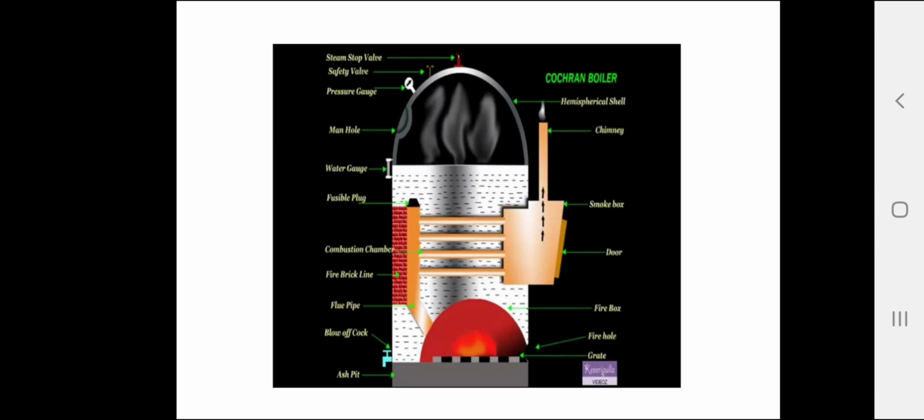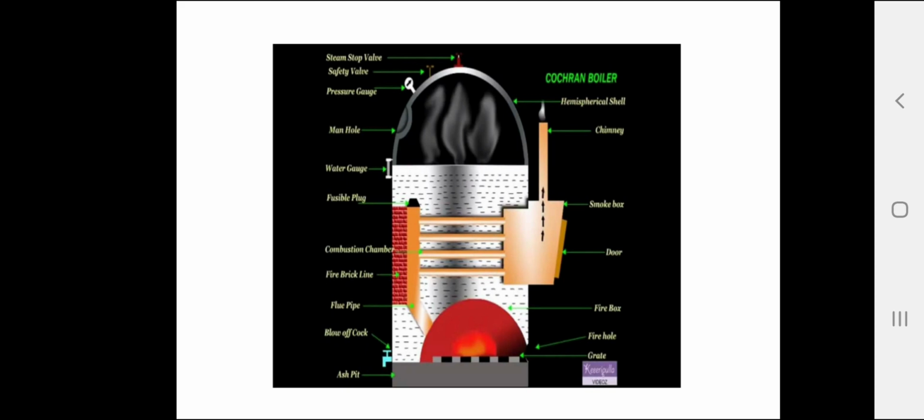So the water is surrounded. The heat from the tubes is transferred to the water, the water gets heated and its temperature increases. The hot water is at the top and cold water is at the bottom. Later on steam is produced. As its density is less, the steam is collected in the dome. On the dome there is a pressure gauge, safety valves and a steam stop valve.